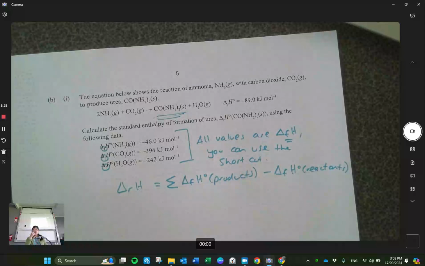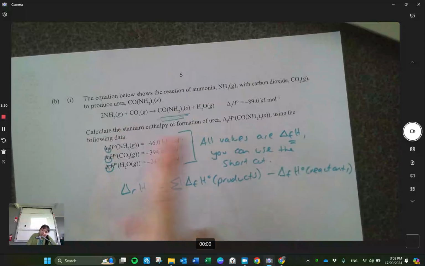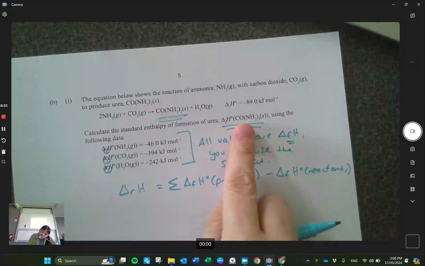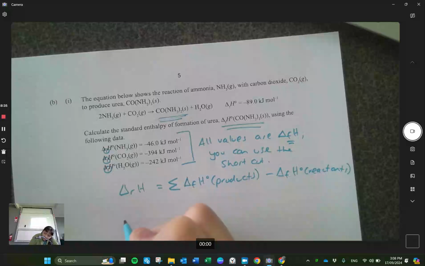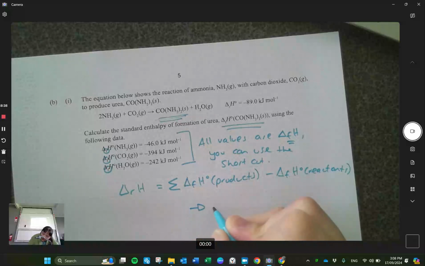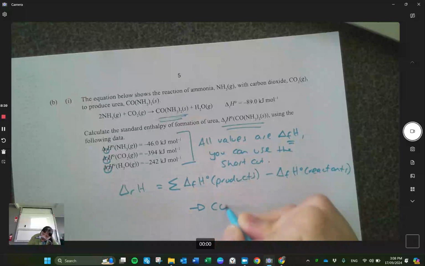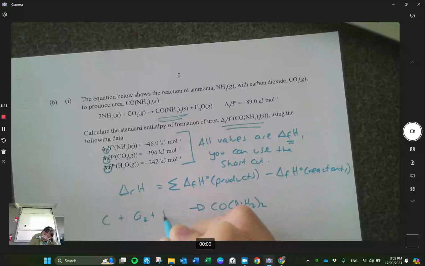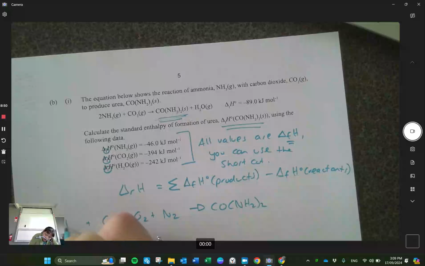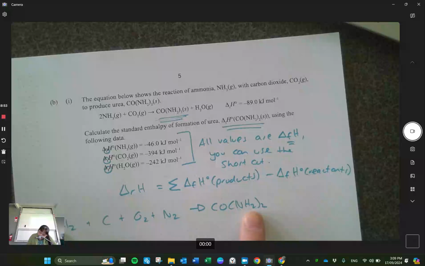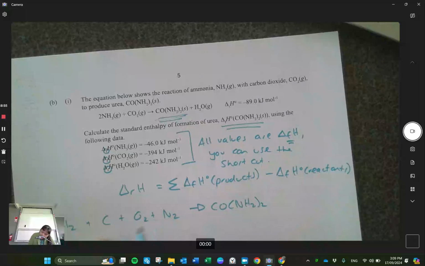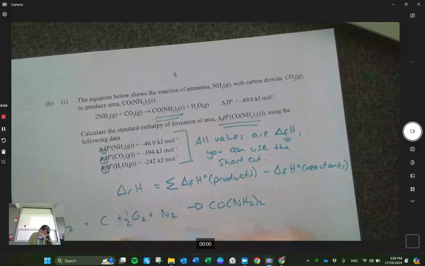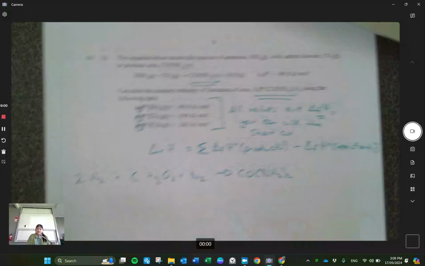Okay? So we're allowed a little shortcut here. So let's translate that into an equation. In this guy here, we're doing the formation of the urea. So formation of urea is going to be CONH2, like that. So I would need carbon plus oxygen plus nitrogen, plus hydrogen. So that's a 2, 1 carbon, half an oxygen, and then nitrogen is fine. All right, so that's the equation.